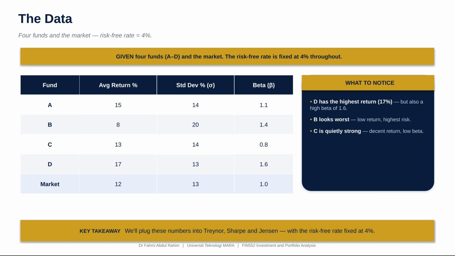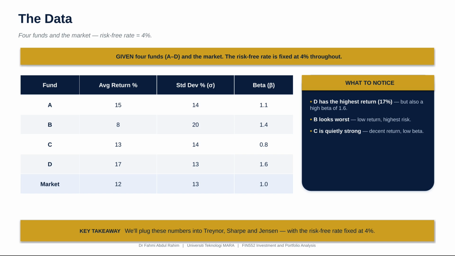Fund A returned 15% with a standard deviation of 14 and a beta of 1.1. Fund B returned only 8%, but with the highest standard deviation, 20, and the highest beta, 1.4. Fund C returned 13% with a standard deviation of 14 and a low beta of 0.8. Fund D returned the most, 17%, but with a beta of 1.6, the highest, though interestingly the lowest standard deviation, 13. The market returned 12% with a standard deviation of 13 and by definition a beta of 1.0.